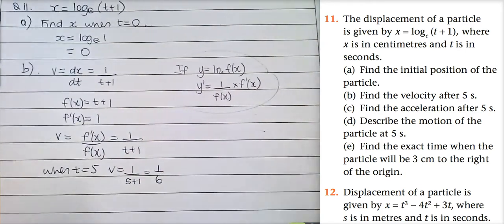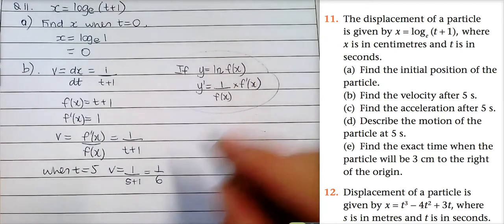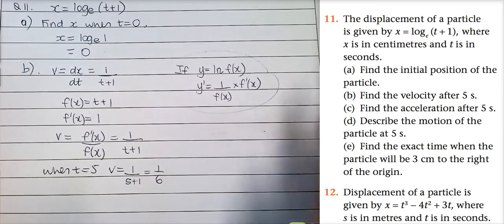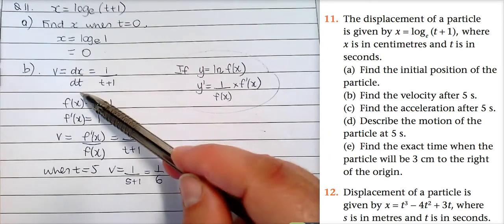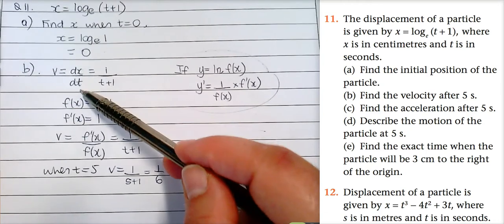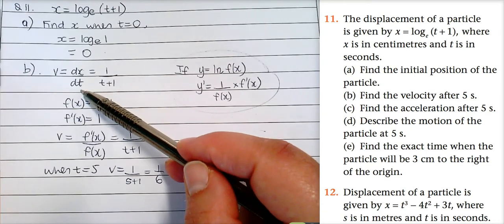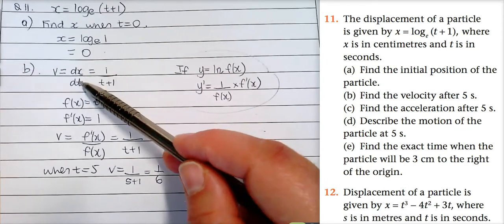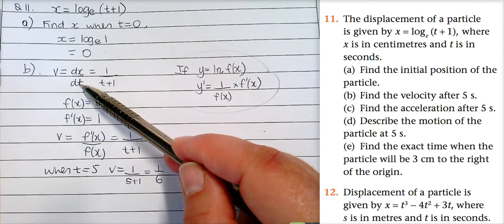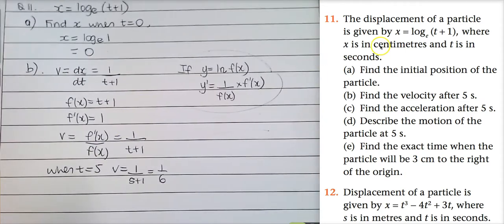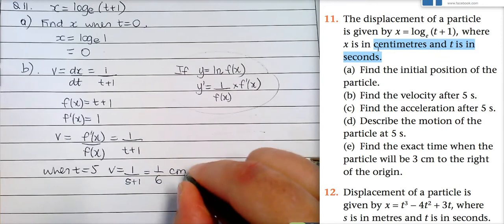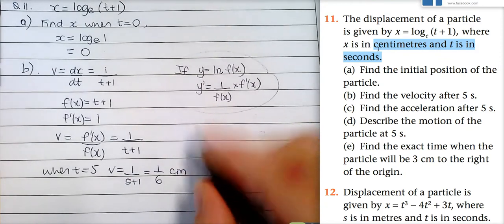which is 1/6. What are the units? Actually, what are the units for the first one? Well, velocity is dx dt, so it's distance over time. dx dt means change in distance over change in time. That's what it means, the rate of change of distance. So it's the distance units divided by the time units. Looking back up here, your distance units are centimetres, and your time units are seconds. So it's centimetres per second, or centimetres seconds to the minus 1.